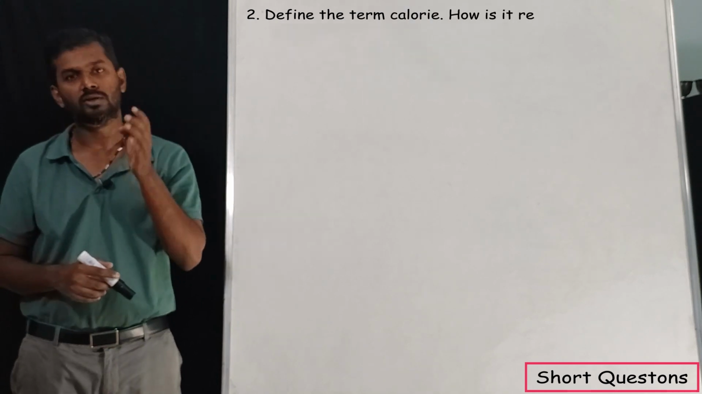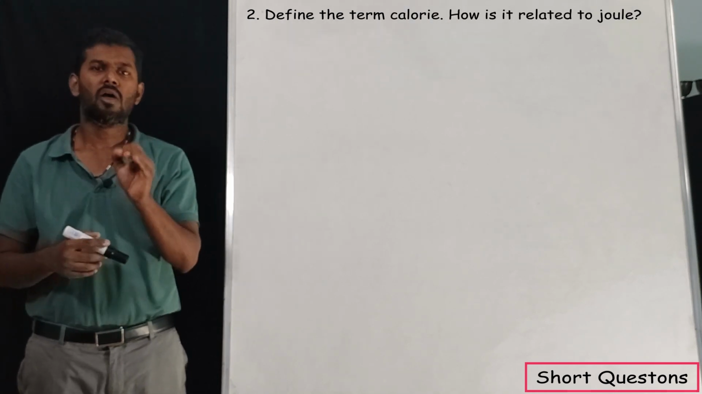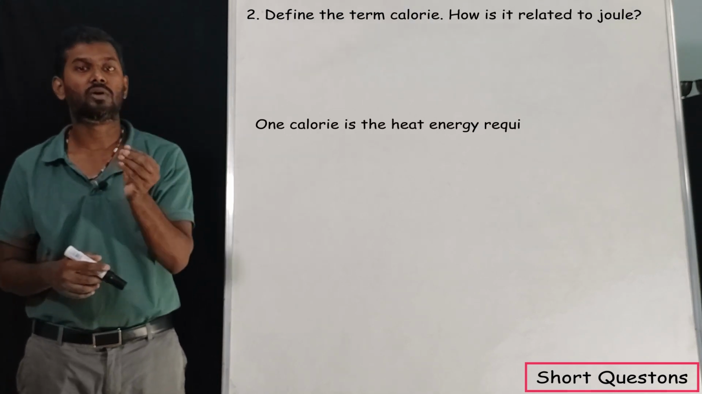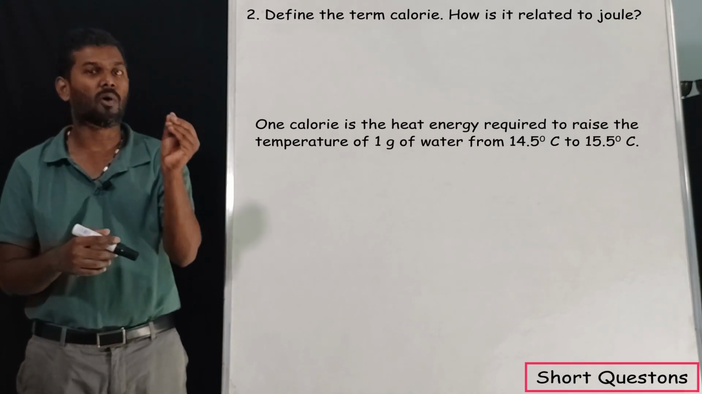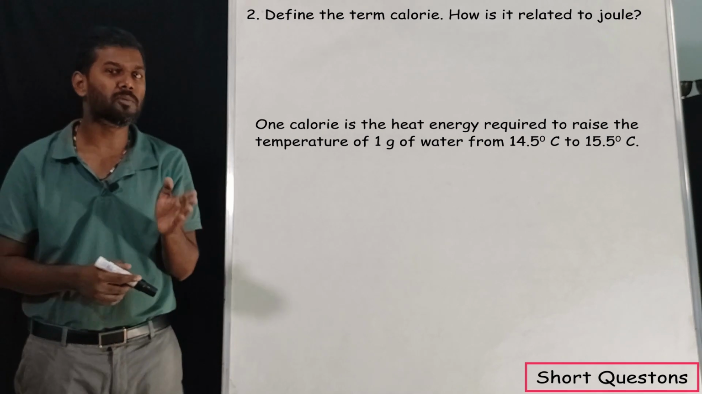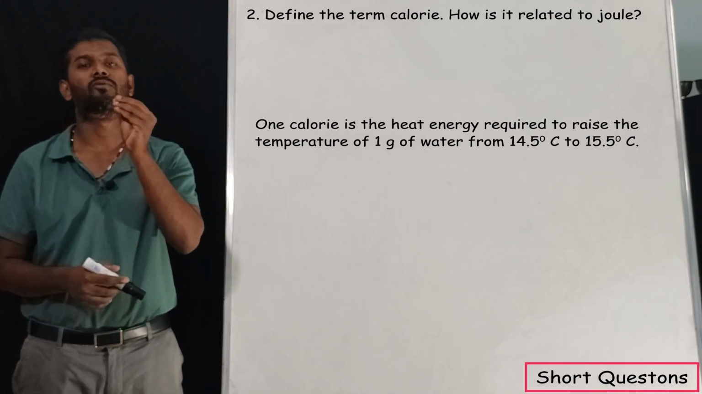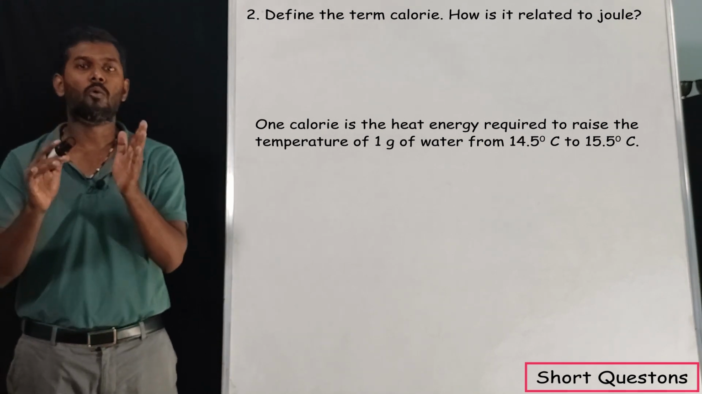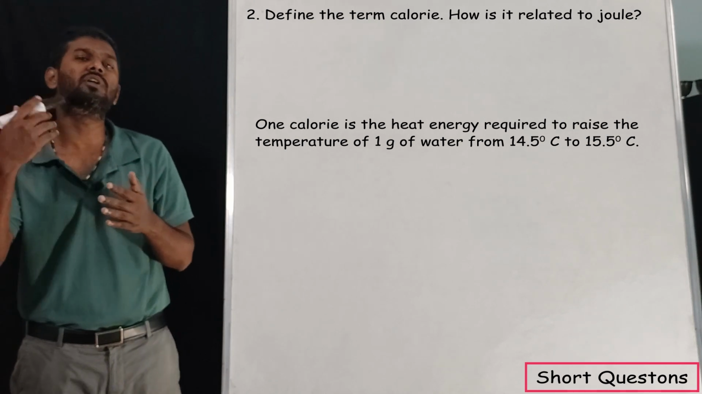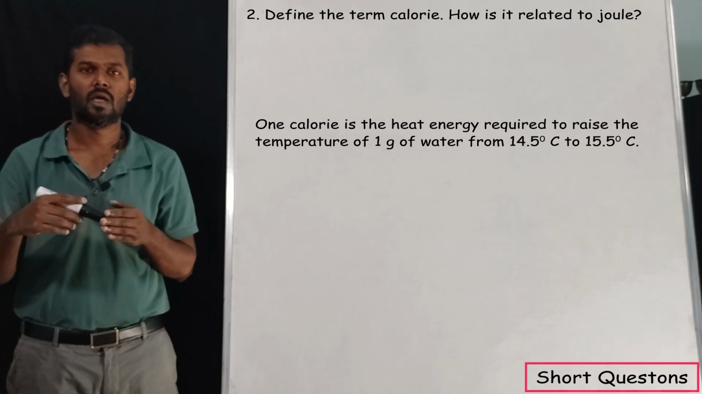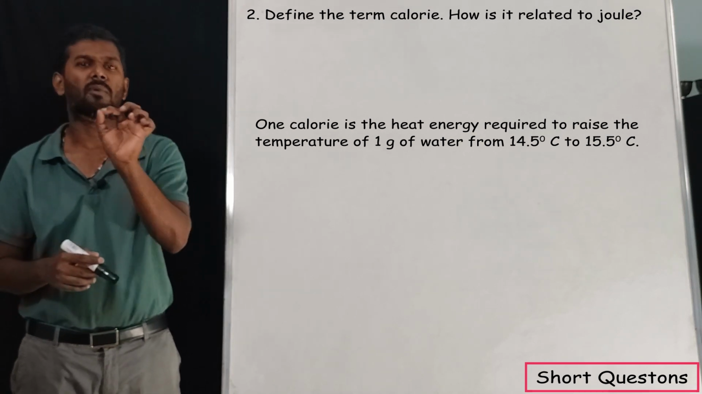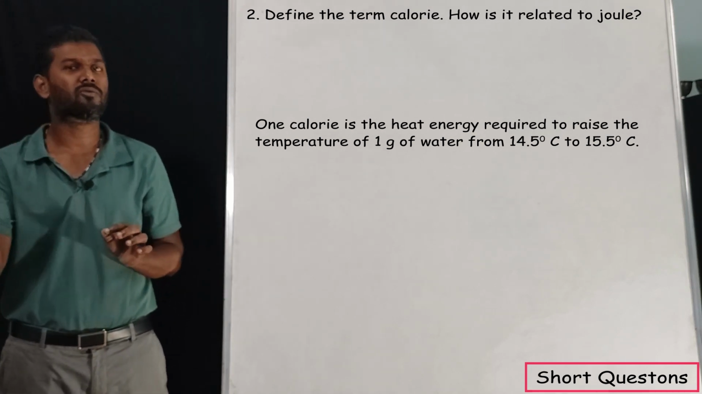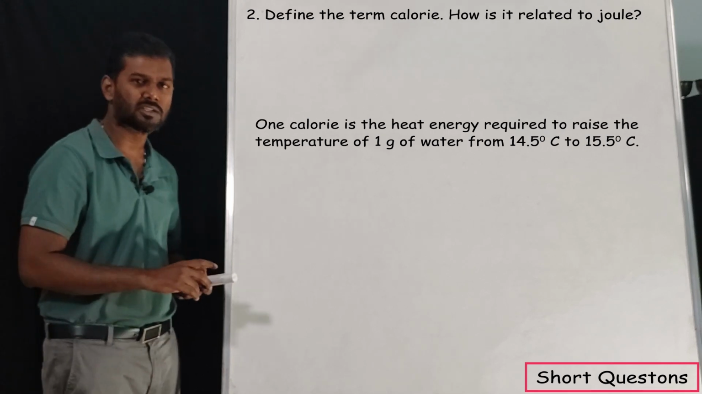That's it. Define the term calorie, how it is related to joule. Very simple question. Listen, 1 calorie is the amount of energy required to raise the temperature of 1 gram of water from 14.5 degrees Celsius to 15.5 degrees Celsius. This is 1 calorie. The amount of energy required just to raise the temperature of 1 gram of water from 14.5 degrees to 15.5 degrees Celsius. That's it.